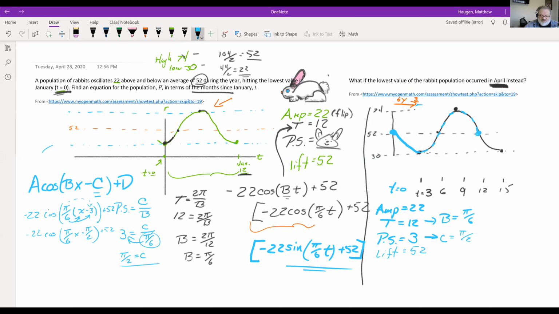So it all really depends on whether you like it in the formula on the outside or you like doing it all together in the equation. Either way, as soon as we have that, as long as we remember we've got to flip it, negative 22 cosine pi over 6 x minus pi over 2, do you remember that minus, plus 52, in either way we have of getting that phase shift.